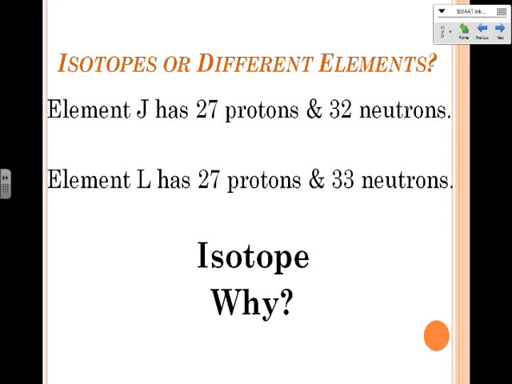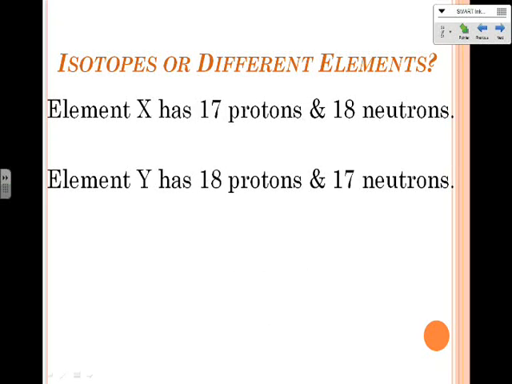These are isotopes, and the reason why is they have the same number of protons, but they have a different number of neutrons. Read this, pause the video, and determine your answer.